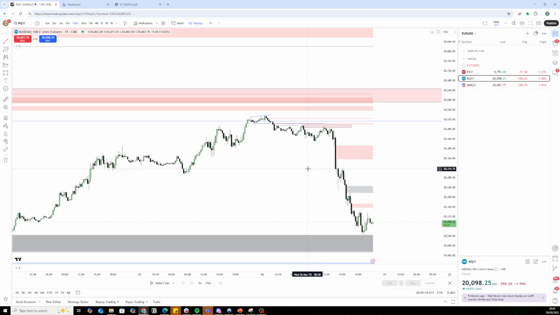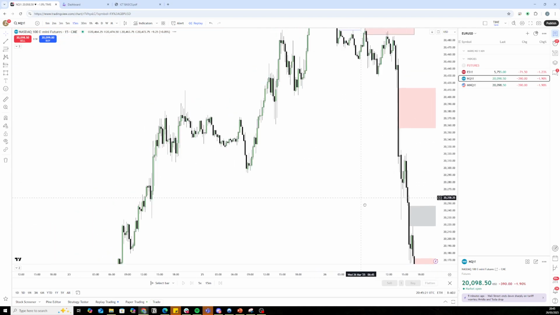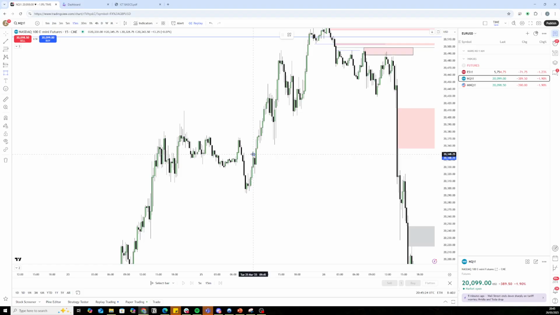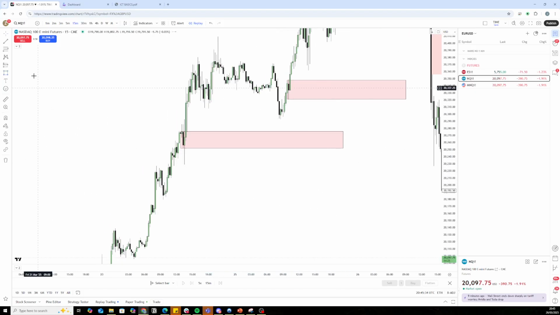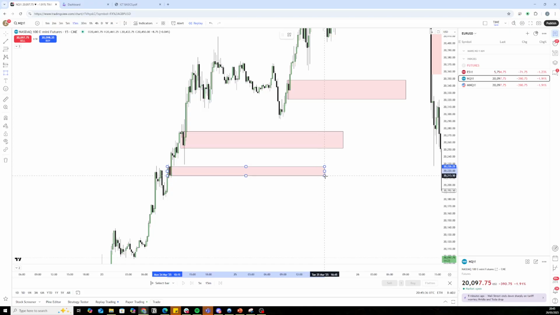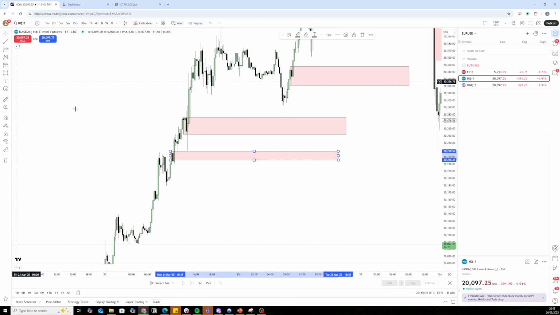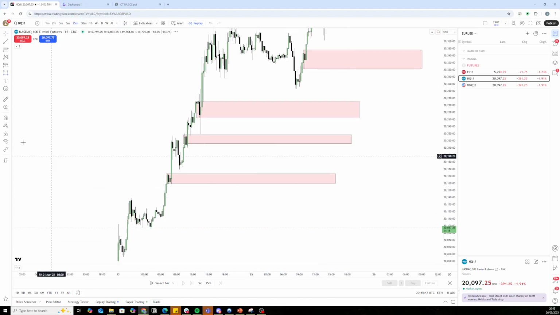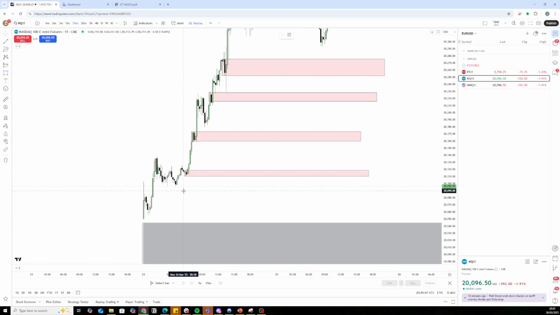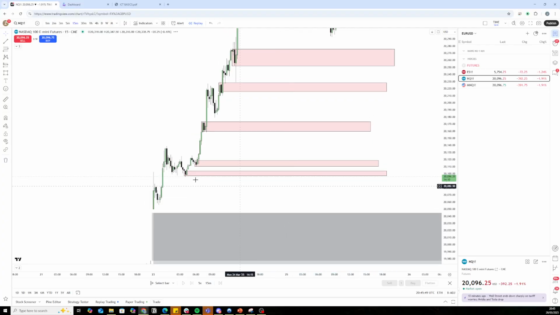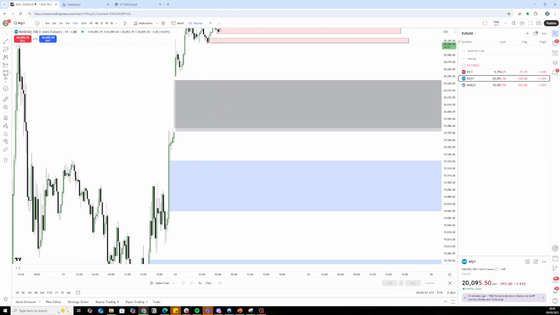You need to practice identifying order blocks. For example, if I go and mark out all the order blocks on this chart: order block here, the last down close candle before a strong move up. Order block. Order block. Order block. Order block. Order block. Order block. Order block.